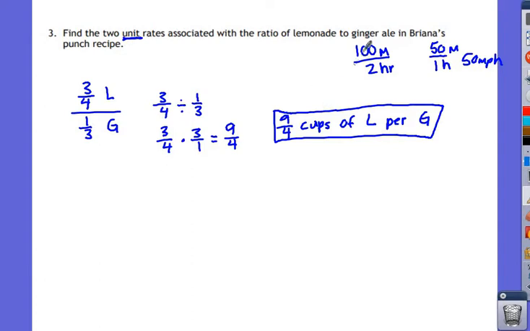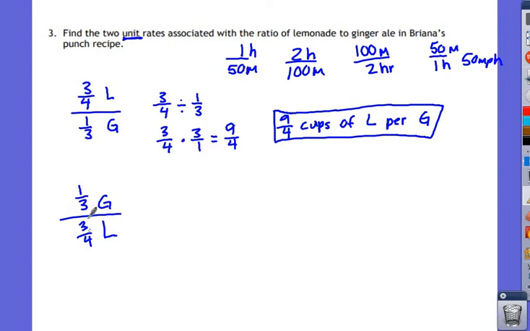I could flip these two and look at ginger ale to lemonade. Just like I could flip this and look at hours to miles. In this case, it would have turned out the same answer, just written different. So 1 hour, I traveled 50 miles. This looks different. That would have been 2 different ratios, this one and this one. Okay, so I'm just flipping it. So I have 1/3 for ginger ale, 3/4 for lemonade.